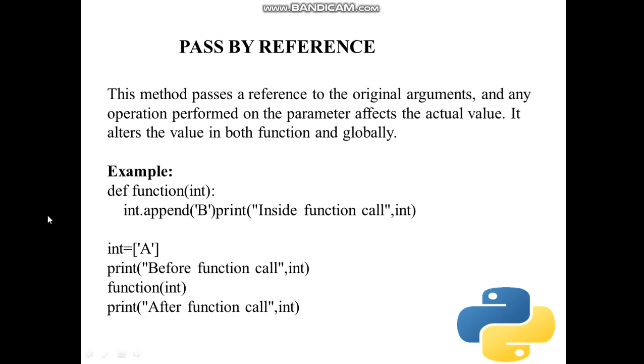Okay, so for example, see, my function takes int, and I am appending b to it. Okay, and then printing inside the function call. Now I have declared int equals a. Before the function call, my int is going to be a. Then I'm calling the function with int.